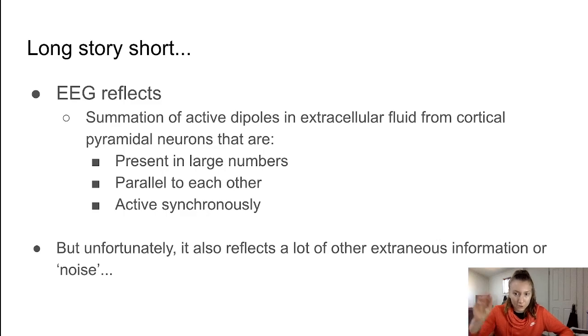So, long story short on this one, EEG reflects the summation of active dipoles in the extracellular fluid from cortical pyramidal neurons that are, 1, present in large numbers, 2, parallel to each other, and 3, active at the same time. However, if we could stop there, this would be fantastic, but unfortunately that's not the case, because EEG also measures a lot of other things too. That's going to be the focus of the next couple of weeks of content, so stay tuned for that one.